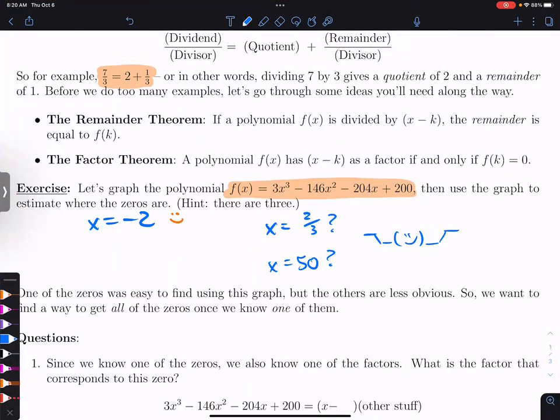I had to rely on the way the calculator's rounding things here, maybe. Is it really 2/3? I don't know. So we have one zero we trust. There are 3. I have no idea how to factor that thing, right? Because look at it: 3x cubed minus 146x squared minus 204x plus 200. None of our factoring tricks are going to work there, right? There are no common factors. It's got 4 terms, so we might think about grouping, but is grouping going to work there?